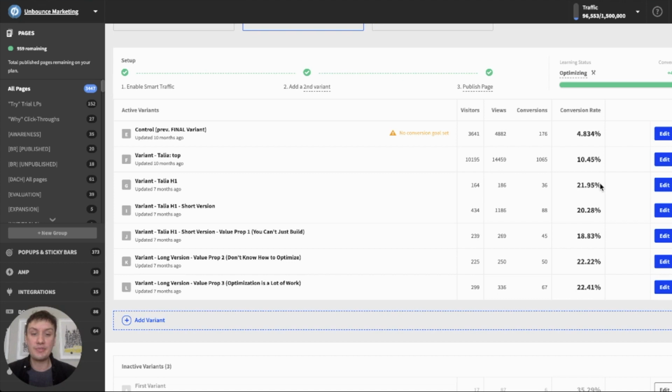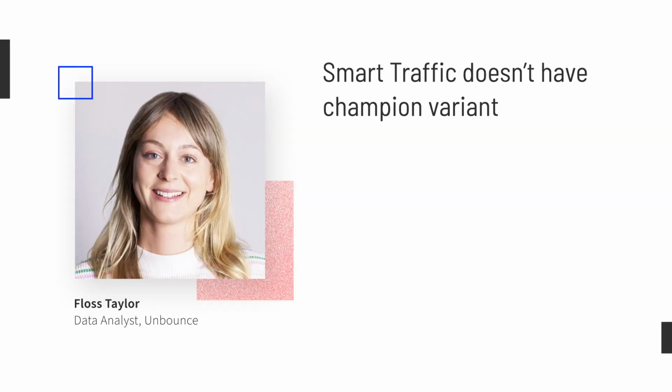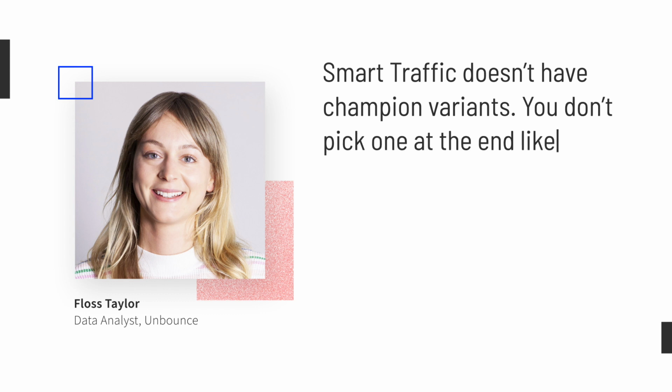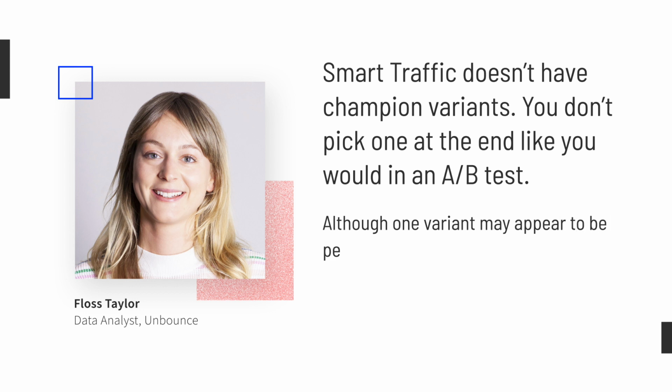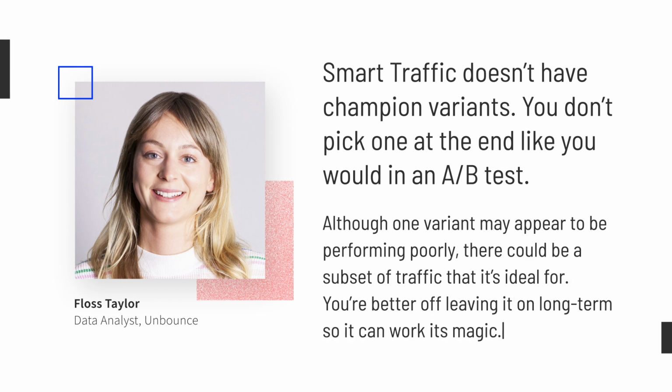But it turns out that you're better off leaving these variants on so that the machine can keep learning. Here's what Floss Taylor, data analyst at Unbounce, told me. Smart traffic doesn't have champion variants. You don't pick one at the end like you would in an A/B test. Although one variant may appear to be performing poorly, there could be a subset of traffic that it's ideal for. You're better off leaving it on long term so it can work its magic.